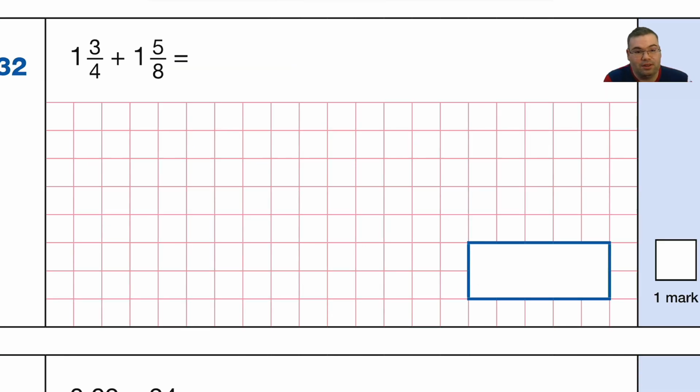So this is the next question. Just solve this mixed fraction. 4 times 1 is 4 plus 3 is 7. So that is 7 over 4 plus 8 times 1 is 8 and 5 is 13. So this is 13 over 8.